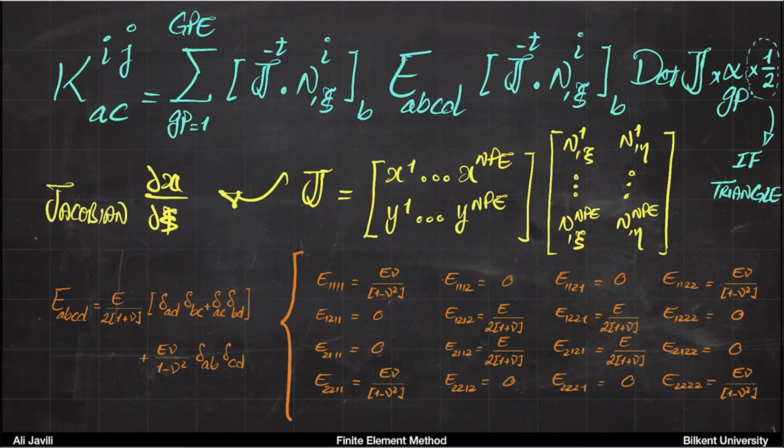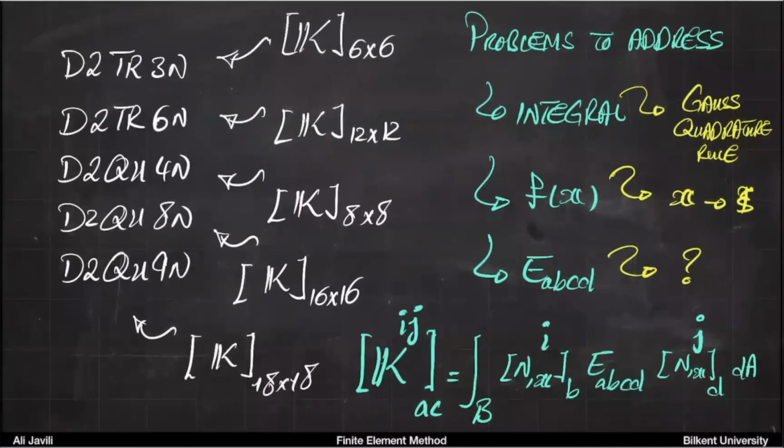All right, so now we have everything. You have E, you have these. The only thing you don't have is the last step that we needed to discuss, and that was the integration part, right? So we have these two. The only thing we don't have is this dA. Okay, so you need to transform dA from the physical space to the natural space.